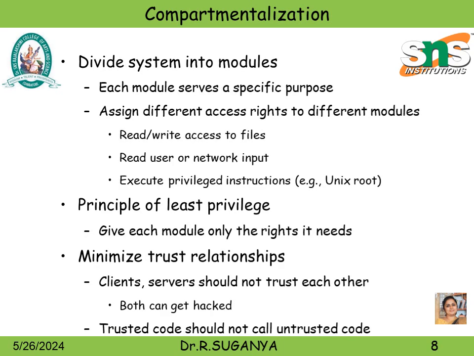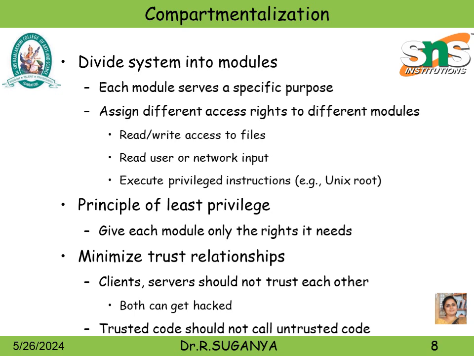Compartmentalization: divide the system into modules. Each module serves a specific purpose. Assign different access rights to different modules: read or write access to files, read user or network input, execute privileged instructions. Example: Unix root. Principle of least privilege: give each module only the rights it needs.